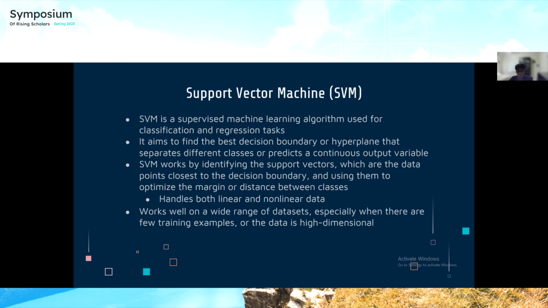Finally, we have SVM. SVM essentially uses what is known as a decision boundary or hyperplane and maps the data that is passed into it onto this hyperplane and predicts it as a continuous output variable. SVM then identifies what is known as support vectors in order to find the points that are closest to this hyperplane and then uses that to calculate the margin or distance between the different classes. This allows it to handle both linear and nonlinear data.